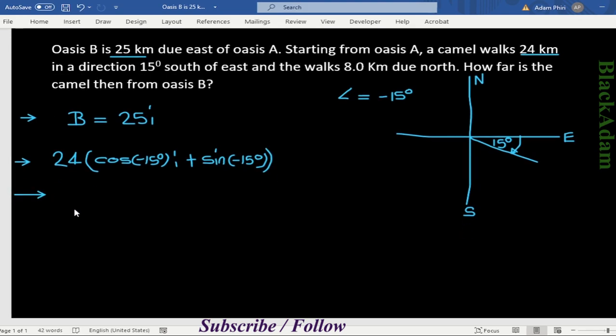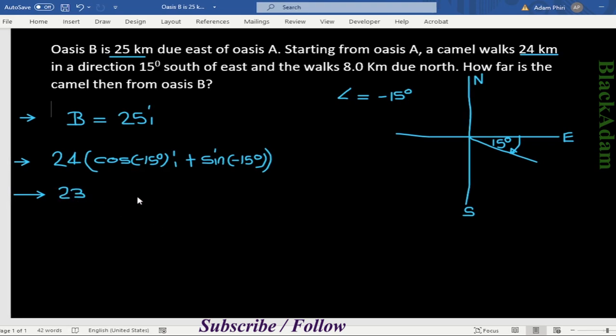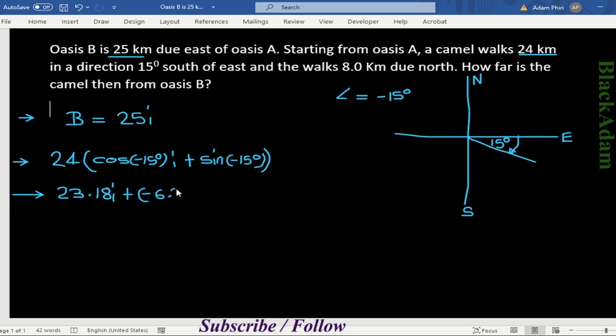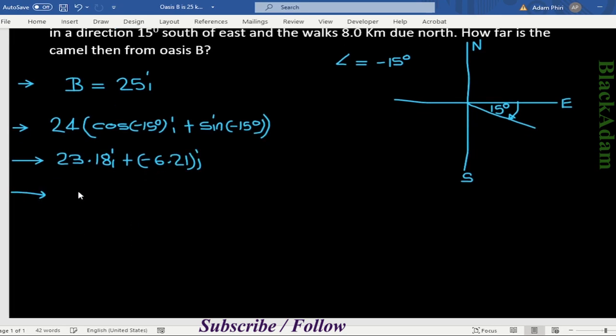And from there what happens is we take cos negative 15 degrees times 24. That will give us, remember that is i, 23.18 i, and that is plus. And then we also have 24 multiplied by sine negative 15 degrees, which gives us negative 6.21 j. So that's the horizontal and vertical components.